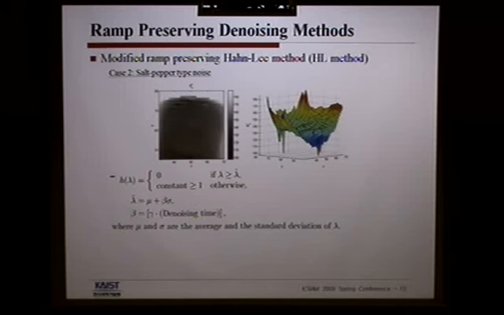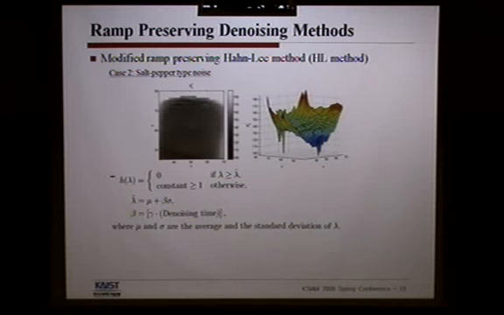In order to find that threshold, we first take some averages and standard deviations of the small eigenvalues of each pixel. And also, as time evolves, the noise will be reduced, so we increase this factor.